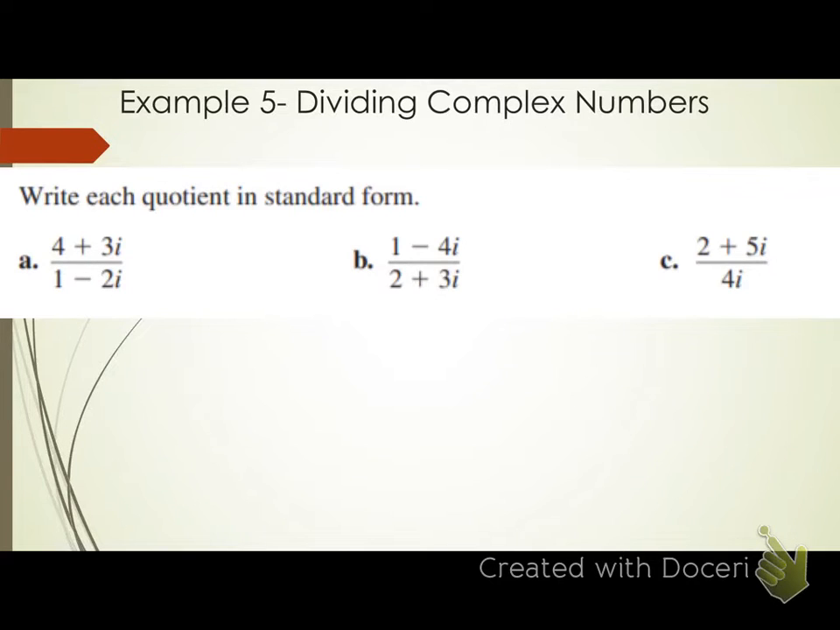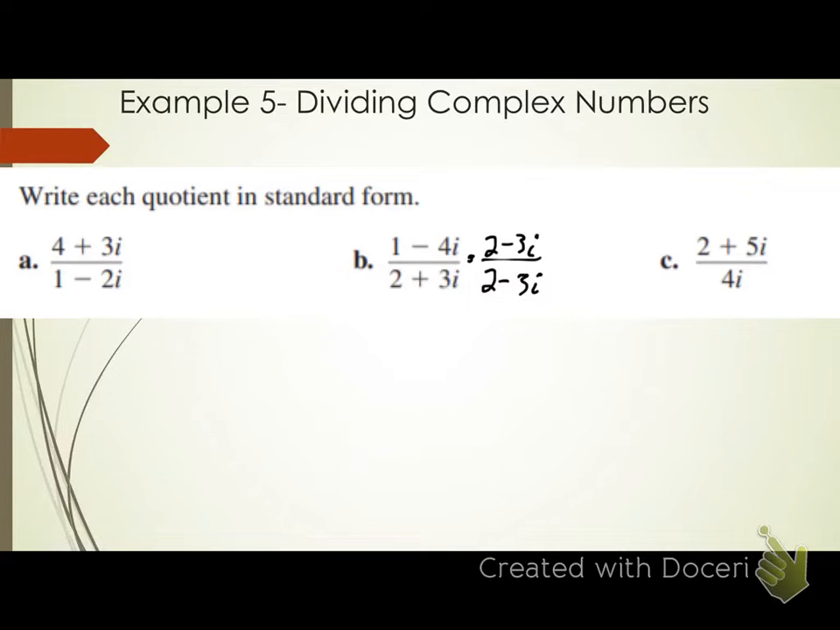Letter B. 1 minus 4i over 2 plus 3i. What's my denominator here? 2 plus 3i. What would my complex conjugate be of that? 2 minus 3i. So I've got to multiply top and bottom by 2 minus 3i. Everyone okay with that concept? It tells me to simplify the quotient of a complex number. I need to multiply by the conjugate of my denominator to get the i out of the denominator.